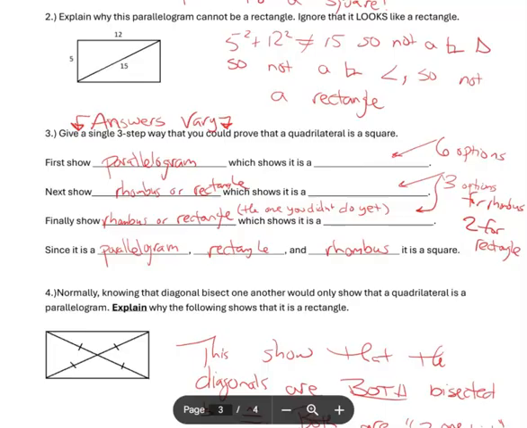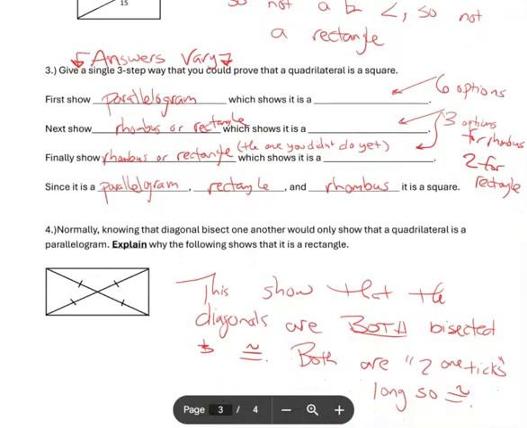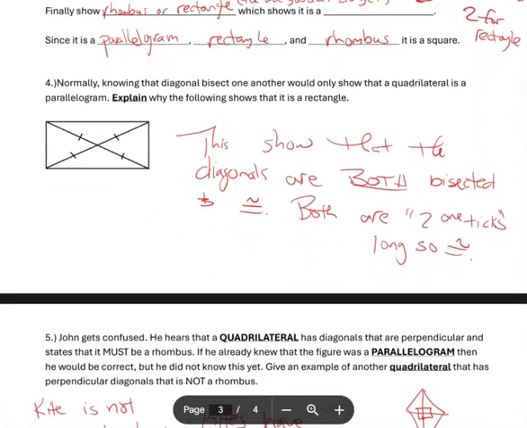And then you would show that it is the one that you haven't already shown. So if you already said it was a rhombus, now show it's a rectangle. And then once you know that it's a parallelogram, rectangle, and rhombus, it's got to be a square. So there are many possible, there's actually 36 different ways you could have answered that.